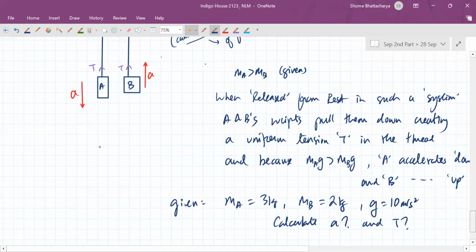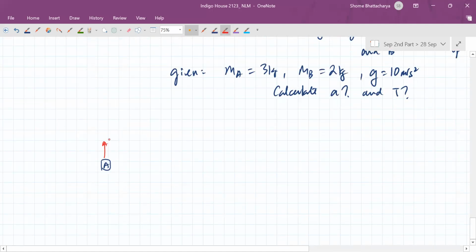So on it, what forces are acting? The tension in the string is acting upwards, and the weight is acting downwards. And because this is going down, obviously the weight is going to be more than the tension. Okay. So the free body diagram of the block A looks like this.